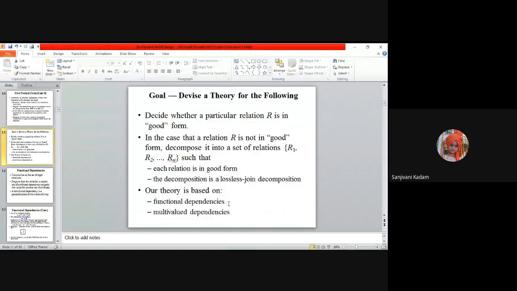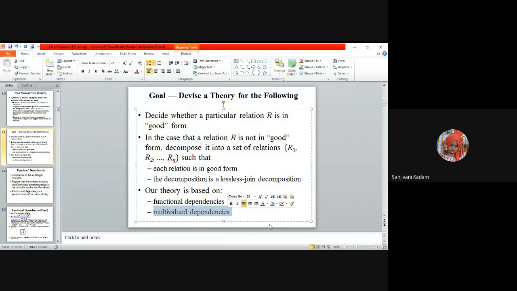Here we started with today's lecture, which is to devise a theory for the following: decide whether a particular relation R is in good form. That can be decided when we decompose the relation into subparts R1 to Rn, and that should be a lossless join decomposition. That complete theory is based on dependencies, called functional dependencies and multi-valued dependencies. Right now we are assuming that relations are in first normal form.